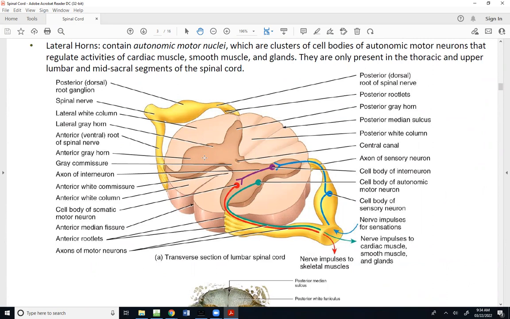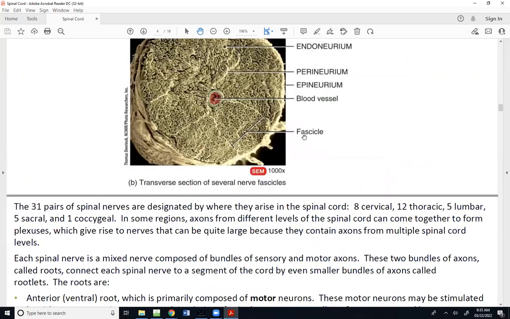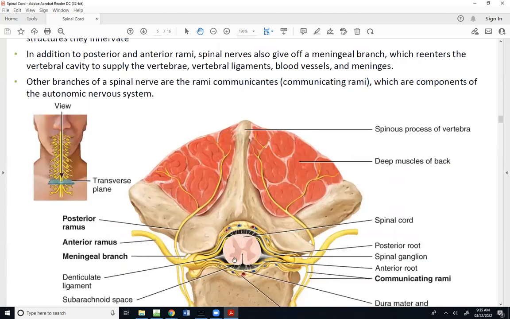We learned that there are different segments to both the white and the gray matter. In the white matter, there are different columns: the posterior white column, the anterior white column, and two lateral columns. And when you look at the gray matter, you have what we call horns. There are two dorsal or posterior horns and two anterior or ventral horns, and those are associated with the different roots of our spinal nerves. That's where we left off before break, talking about these roots, which connect to the spinal cord.